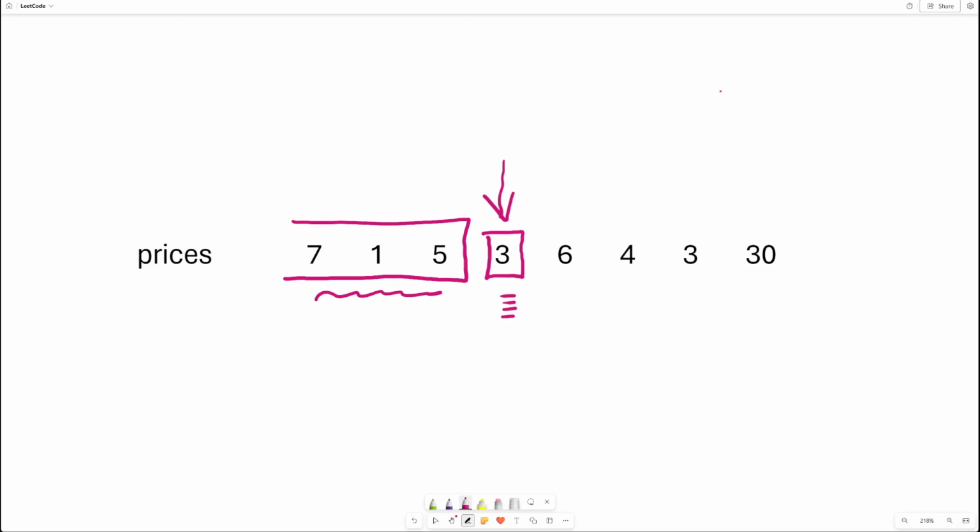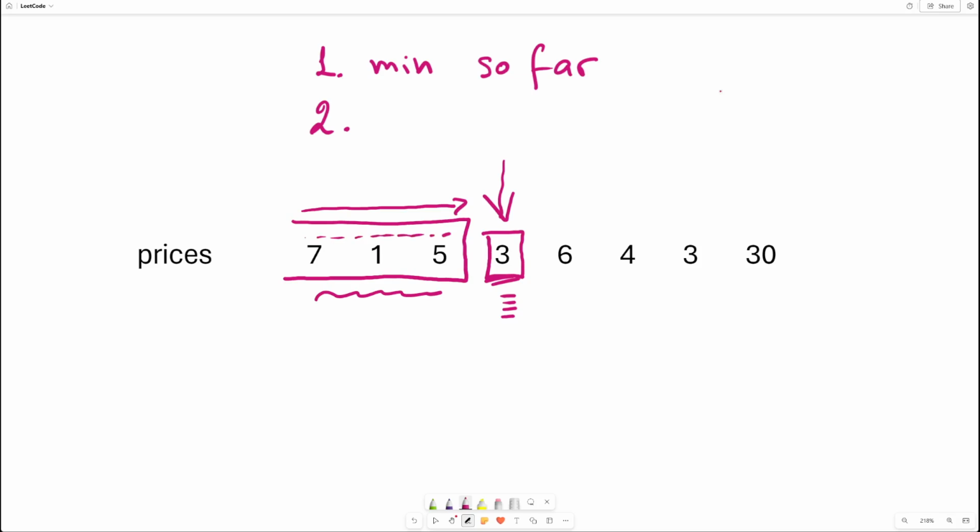What information would we need to make that decision, whether this is a better option to sell the stock? If we had the following two pieces of information, that would be really helpful. One would be, what is the minimum price so far? Minimum price that we've encountered so far. That would be pretty helpful if we knew that. And we can easily just remember the smallest price so far.